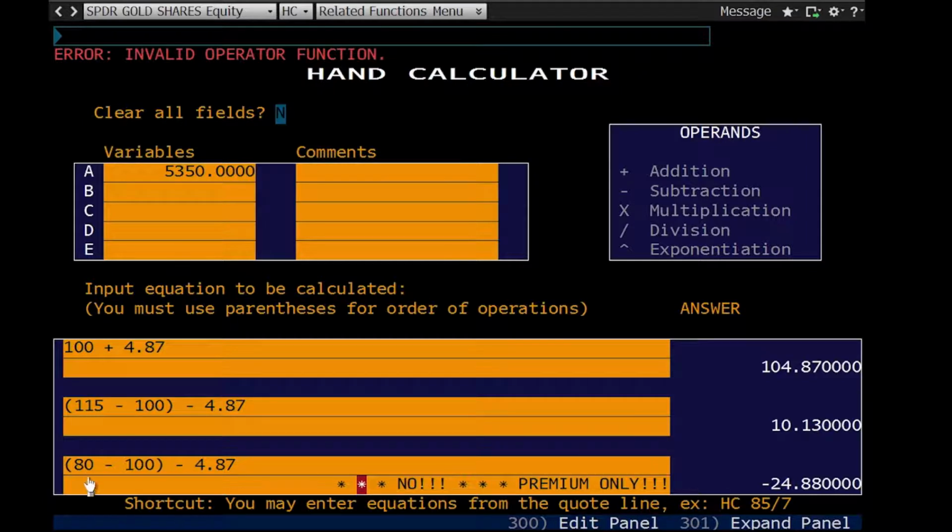And here is my loss, 80 minus 100, which is minus 20, minus another 4.87. That's a loss of 24.87. No, it's not. I only lose the 4.87. So in fact, I only lose the premium, and my loss for a fall is quite simply 4.87. Okay?